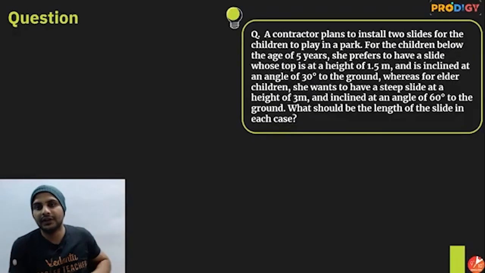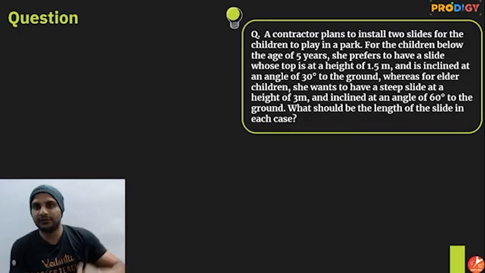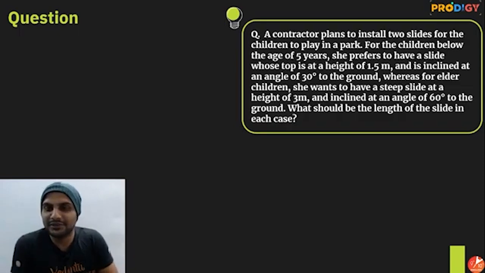Next question. A contractor plans to install 2 slides for the children to play in a park. Slides, everybody knows, right? For the children below the age of 5 years, she prefers to have a slide whose top is at a height of 1.5 meters and is inclined at an angle of 30 degrees.